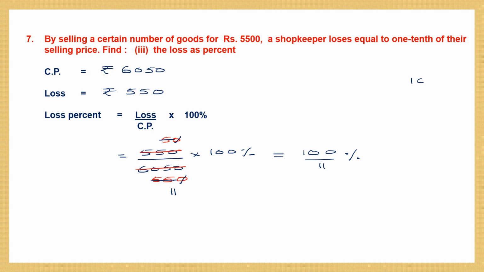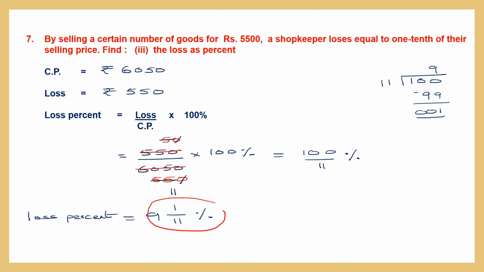Now let's convert 100 by 11 to a mixed number. So 11 nines are 99. 100 minus 99 is 1. So we have our answer here. 9 and 1 by 11% is the loss percent. So we have found the loss percent, and that is 9 and 1 by 11. This is our answer.